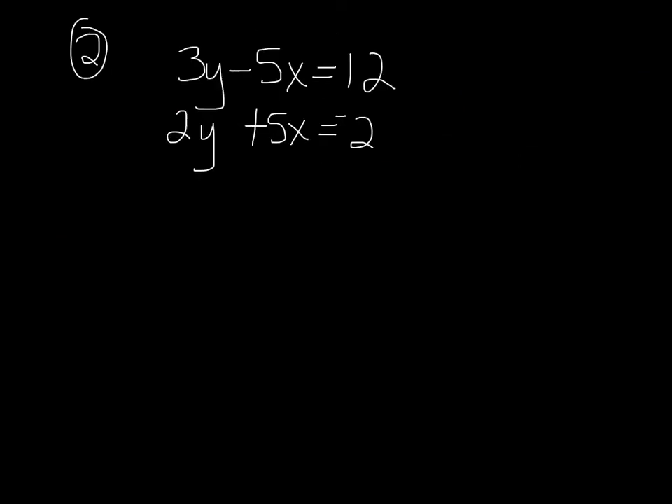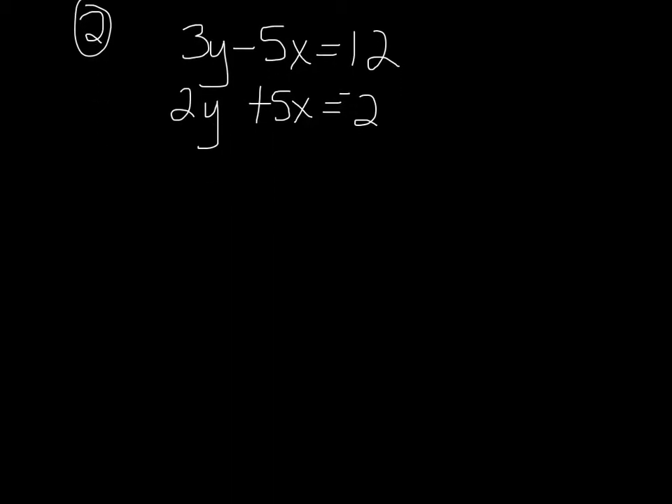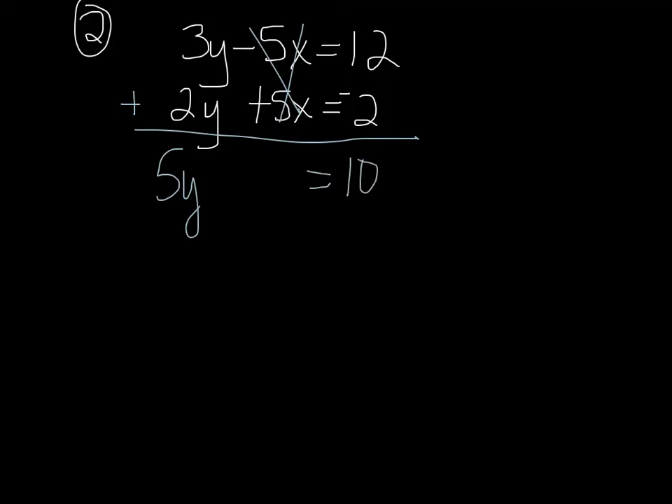Let's do another one. We're checking for elimination. You notice my y's are lined up, my x's are lined up, my equal signs lined up. So let's check. If I add my y's, will they be eliminated? No. If I add my x's, will they be eliminated? Yes, because I have a negative 5x and a positive 5x. If I add those, I get 0. So I'm going to do elimination by addition. Those cancel. So I have 3y plus 2y, and I get 5y. I get my equal, and 12 minus 2 is 10. Divide by 5. And y equals 2.